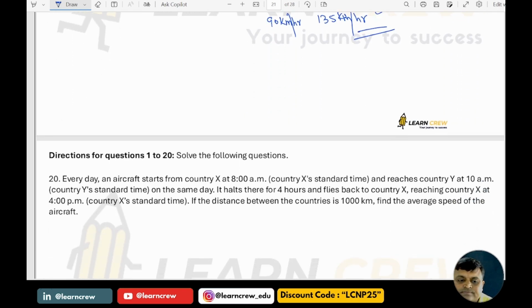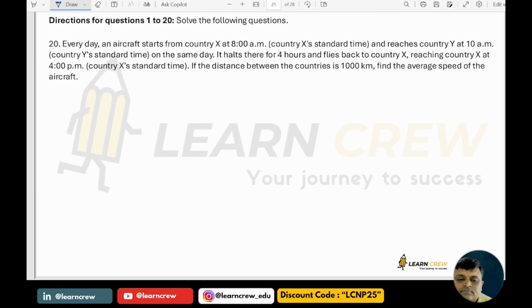The last question, question number 20. Every day an aircraft starts from country X at 8 a.m. and reaches country Y at 10 a.m., country X standard time, country Y standard time on the same day. It halts there for 4 hours and flies back to country X, reaching country X at 4 p.m. country X standard time. If the distance between the countries is 1000 kilometer, find the average speed of the aircraft.